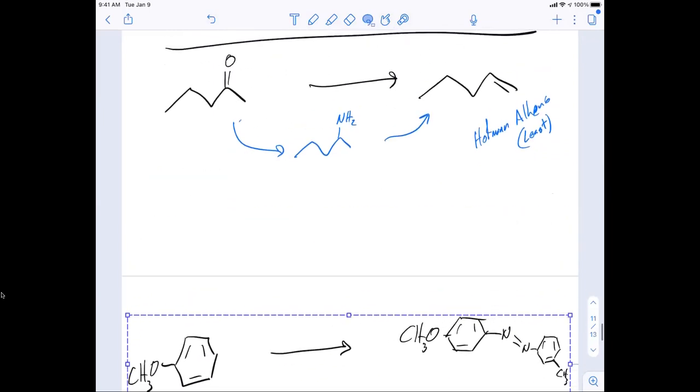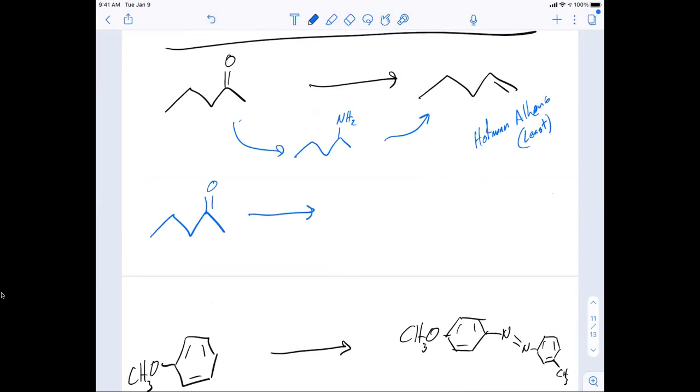All right, so how can I go from a ketone to some type of amine? I can do that with a reductive amination. And there's a couple of ways we can do this. I could use the secondary amine with trace acid and then the sodium cyanoborohydride. That'll give me this.